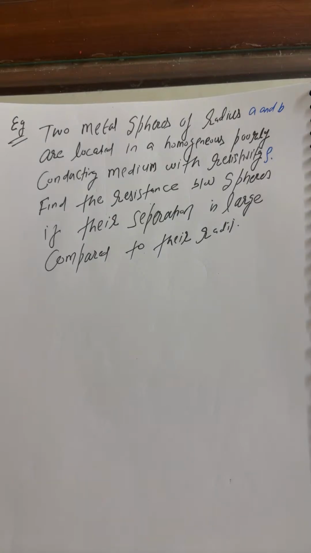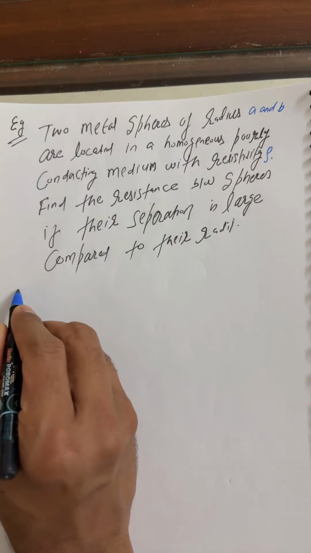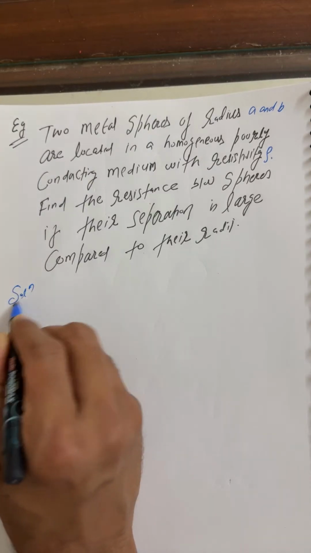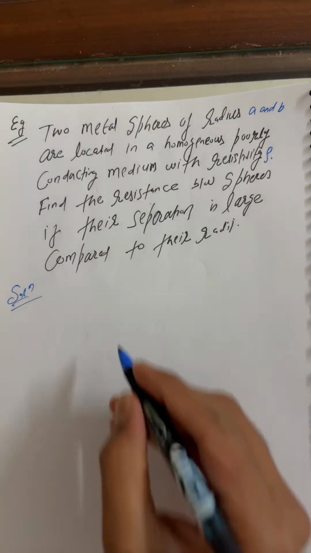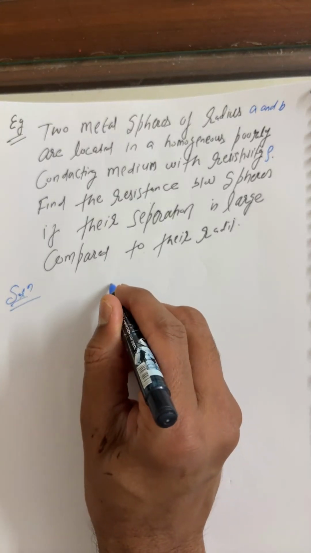Beta, for this question here, what's the solution? Initially, beta, I can see two small spheres A and B located in a homogeneous poorly conducting medium with a resistivity rho. Find the resistance between the spheres if their separation is large compared to their radii. Okay, you can understand like this, beta.